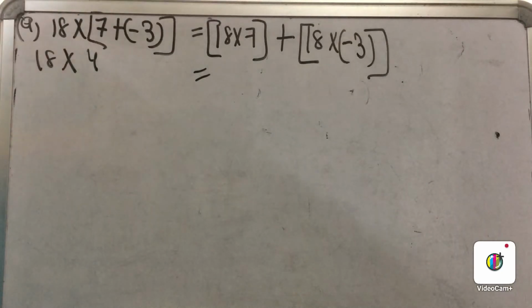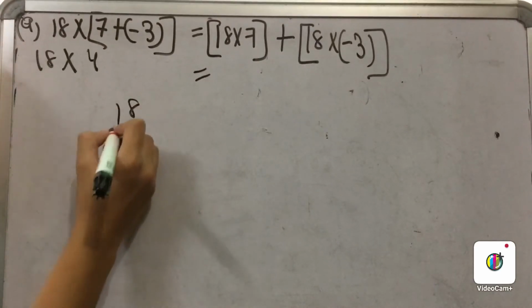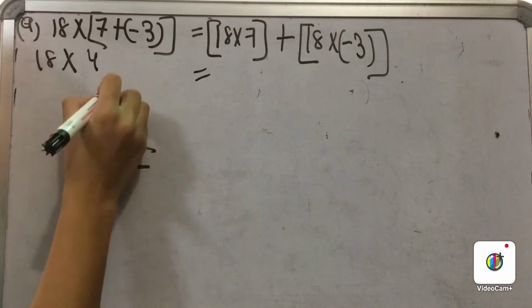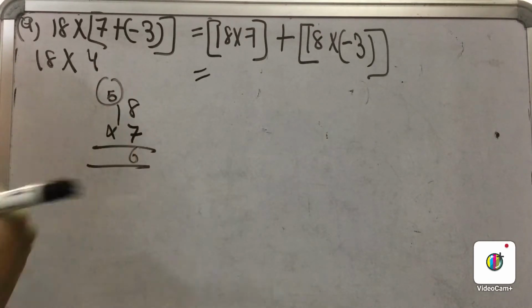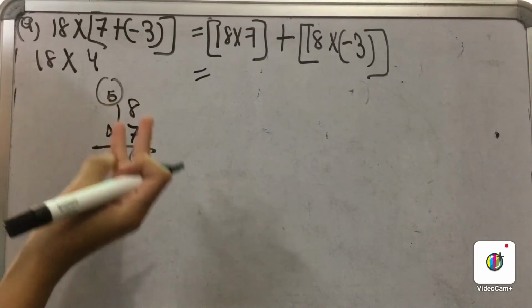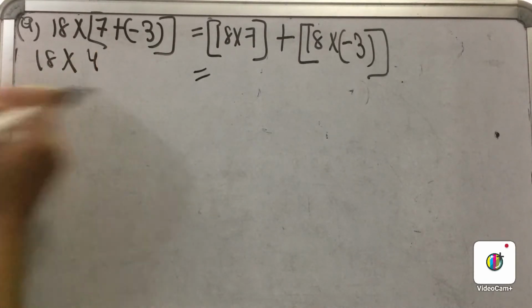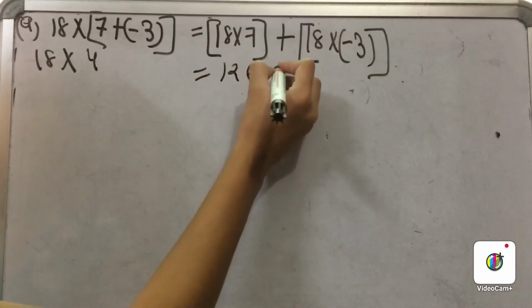18 multiply 7. So now what is 18 multiply 7? We can multiply it. 18 multiply 7. 7 8s are 56. 7 1s are 7. 8, 9, 10, 11, 12. So this will be 126. So 18 multiply 7 is equal to 126 plus.